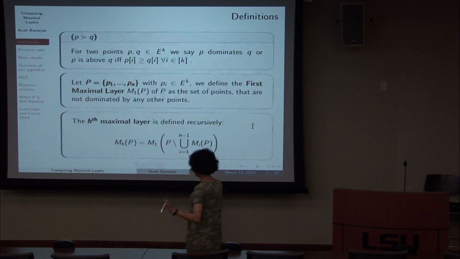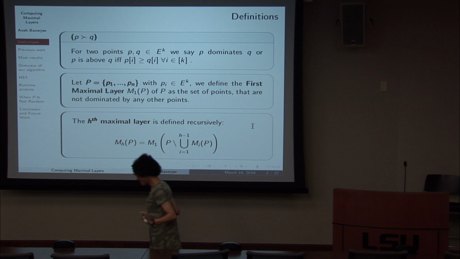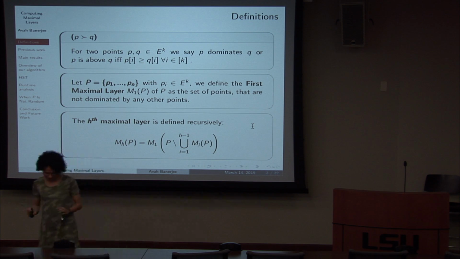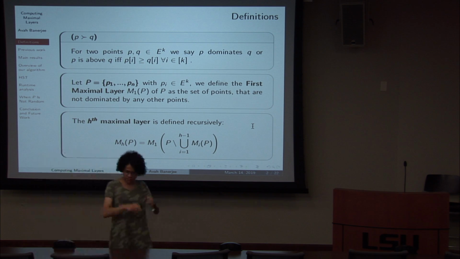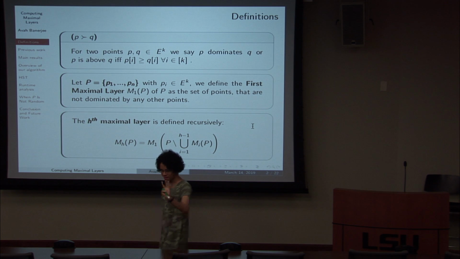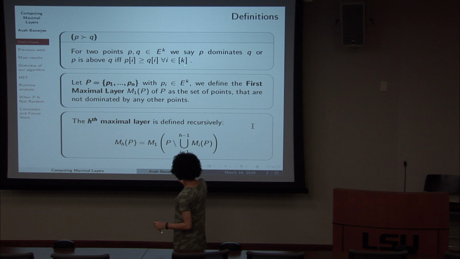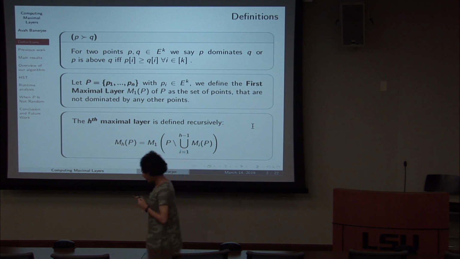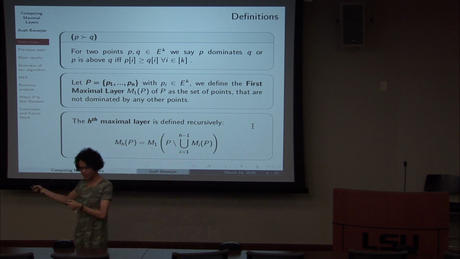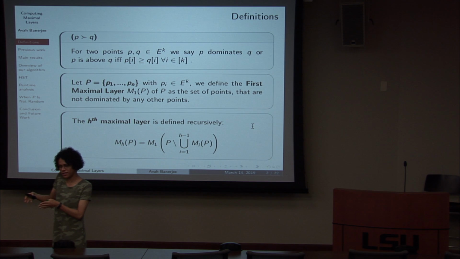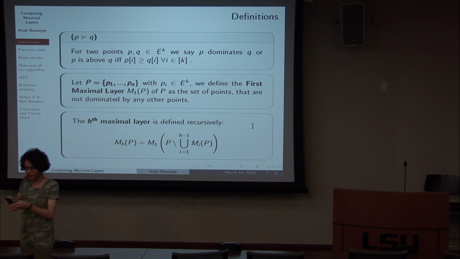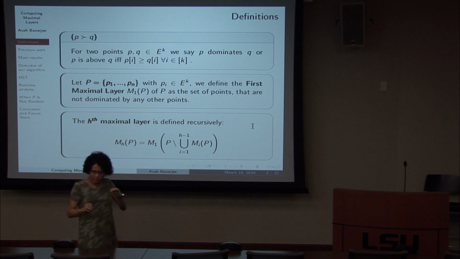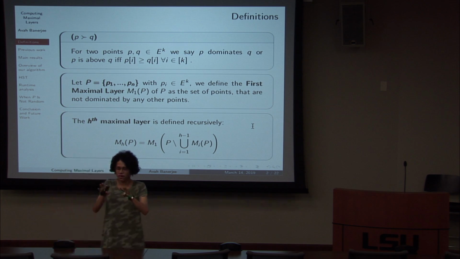Okay, let's go back. If you set up points that we haven't gotten past what a maximal layer is. If I give you a bunch of points, right? Right, let's start from the, if I give you a bunch of points, and this is a definition of dominance. So a point P dominates another point Q if in every dimension the components of P are greater than or equal to the components of Q. In that picture, there is no point that dominates everything else.